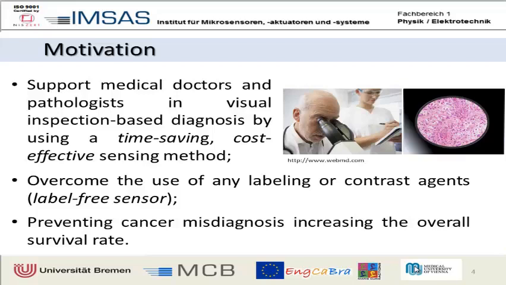So in order to prevent misdiagnosis and to avoid the use of any contrast agents, because it seems that there are no universally accepted contrast agents, especially for melanoma, stain agents to recognize the morphology of the cells, we have developed this kind of sensor, which is very easy, as I will show you. It's made of very simple elements. It is time saving, a very fast machine, cost effective, and easy to use. What we want to do is just to support medical doctors in their medical investigation.